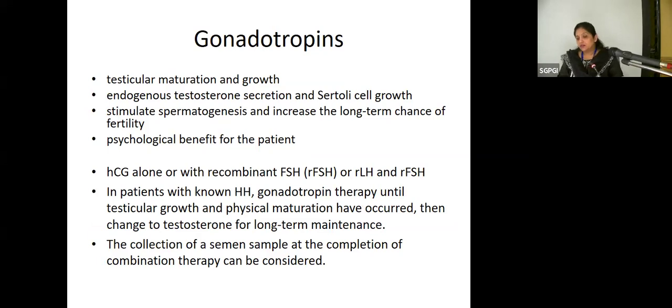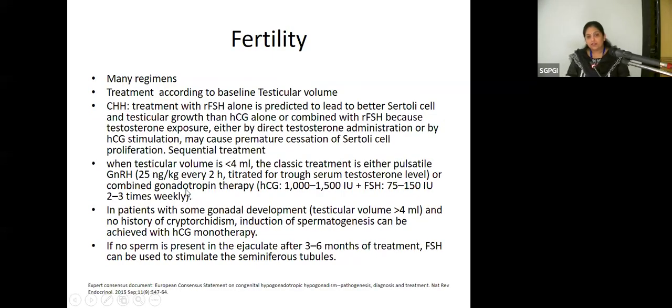Testosterone is the main treatment for primary hypogonadism, where we are not seeking fertility and we know that the fertility prospects are very low. So now the interest is shifting towards gonadotropins, because they can help in testicular maturation, in endogenous testosterone secretion, stimulate spermatogenesis, and can have psychological benefit for the patient. There are many regimens available, but it is said that if the testicular volume is low, it is always better to give a good initial treatment of FSH, so that there is better Sertoli cell and testicular growth, and only then the sequential treatment with HCG or GnRH can follow.